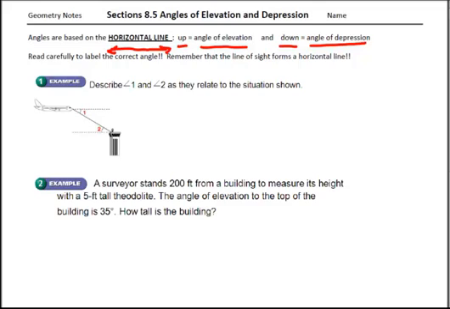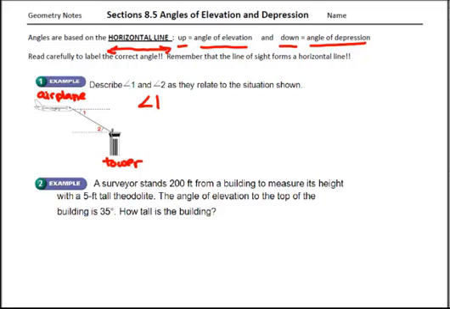Alright, first of all, let's be able to even identify angles of elevation and depression. Describe angle 1 and angle 2 as they relate to the situation shown. First, we're going to make sure we understand that this is an airplane and that this is the tower, the radio tower. So we're just going to call it a tower. And let's start with angle 1.